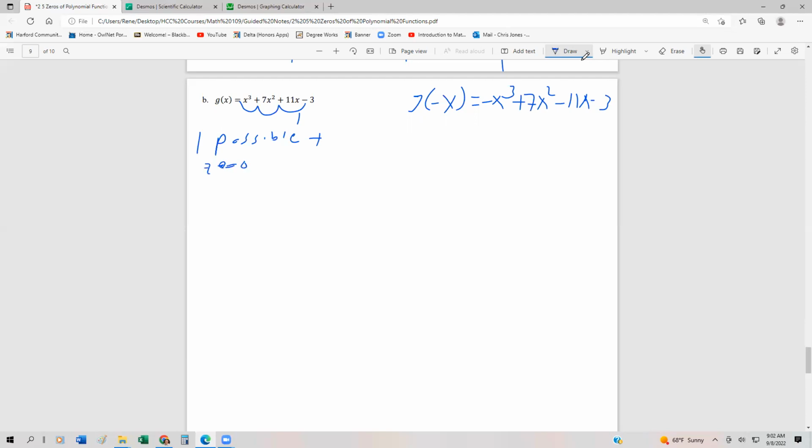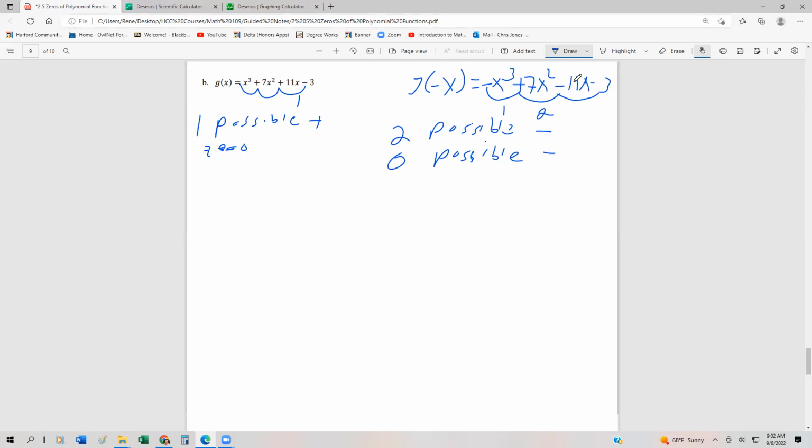Okay. And that's it. So right away, we know there's going to be one positive zero. Over here, we have negative to positive, so that's 1. Here's 2, and this one stays negative. So we could either have 2 possible negative zeros or 0 possible negative. And then we just make our chart just like we did before.